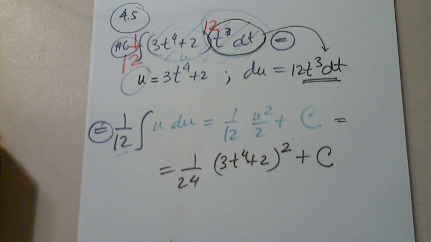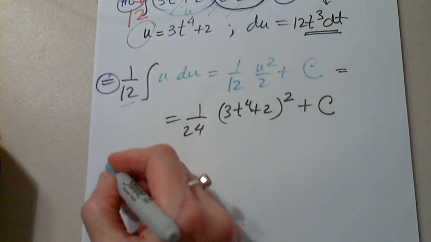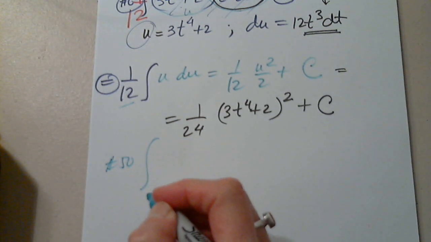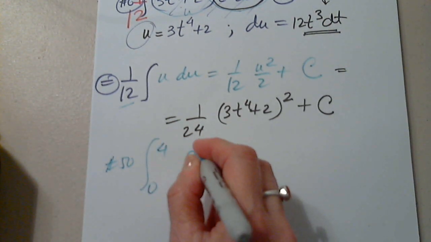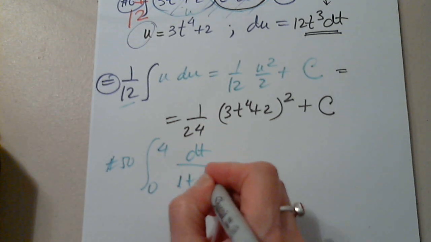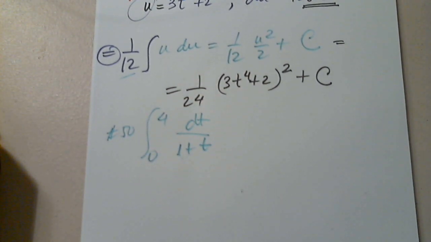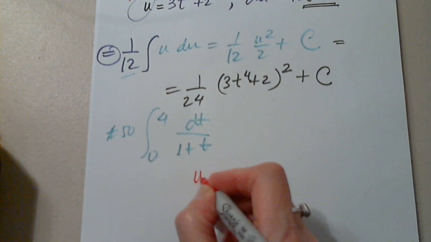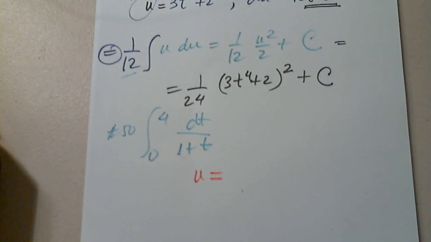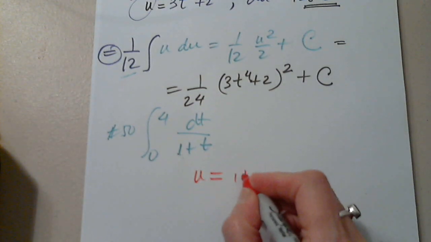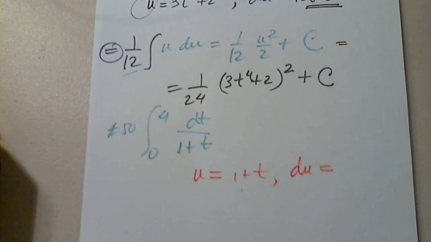I see. So the integral from 0 to 4 dt divided by 1 plus t. Good. We discussed something similar last time. Can anyone give us a substitution? You can use any letter. Doesn't have to be U, it can be Y, it can be Z, but it cannot be T. It can be X, but not T. Not T. U. Yes? U equals 1 plus T. What about du?